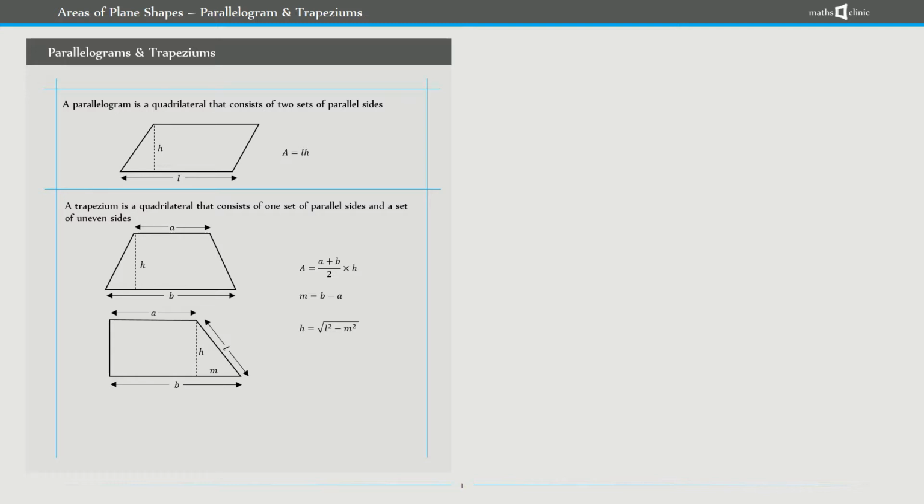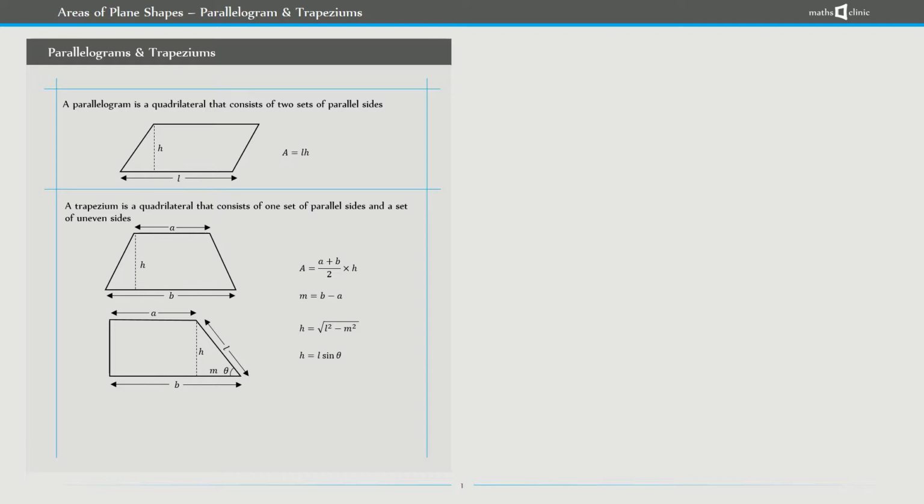Sometimes you may be given an angle theta, and then you can apply trigonometry. Let's say you're given a slant height and an angle theta and you need to solve for h. You can get h as L sine theta. So these are some of the interesting things you can work with trapeziums. When you're asked to solve for the area of a trapezium, they may come in different forms, so it's very important that you take note of these things.